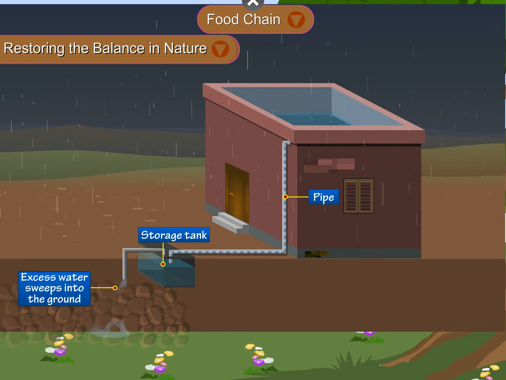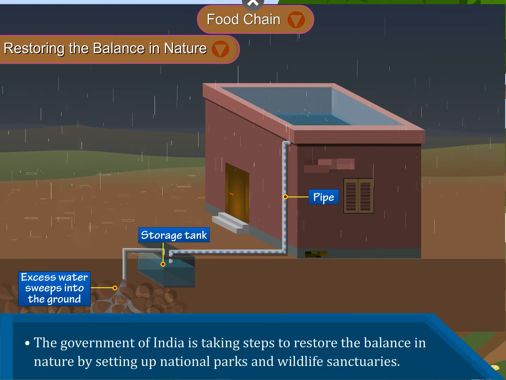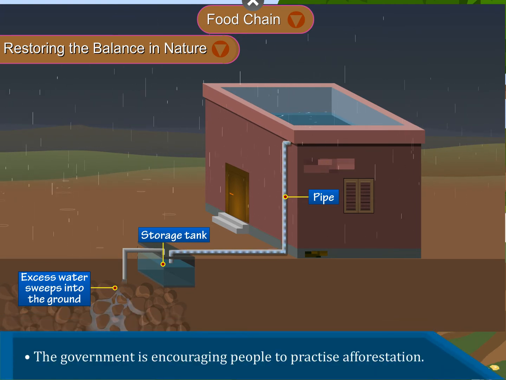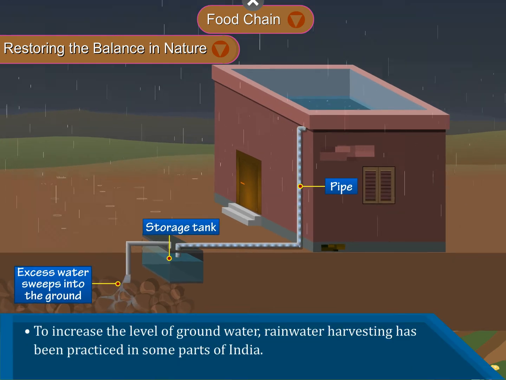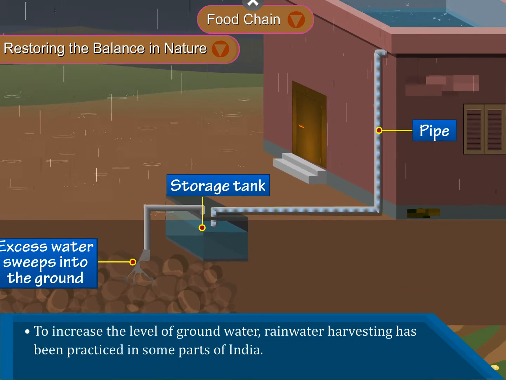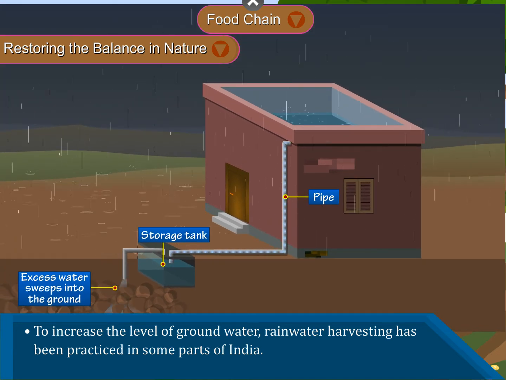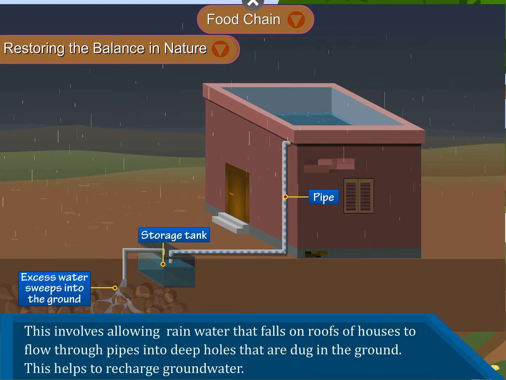Restoring the balance in nature. The Government of India is taking steps to restore the balance in nature by setting up national parks and wildlife sanctuaries. The government is encouraging people to practice afforestation. To increase the level of groundwater, rainwater harvesting has been practiced in some parts of India.